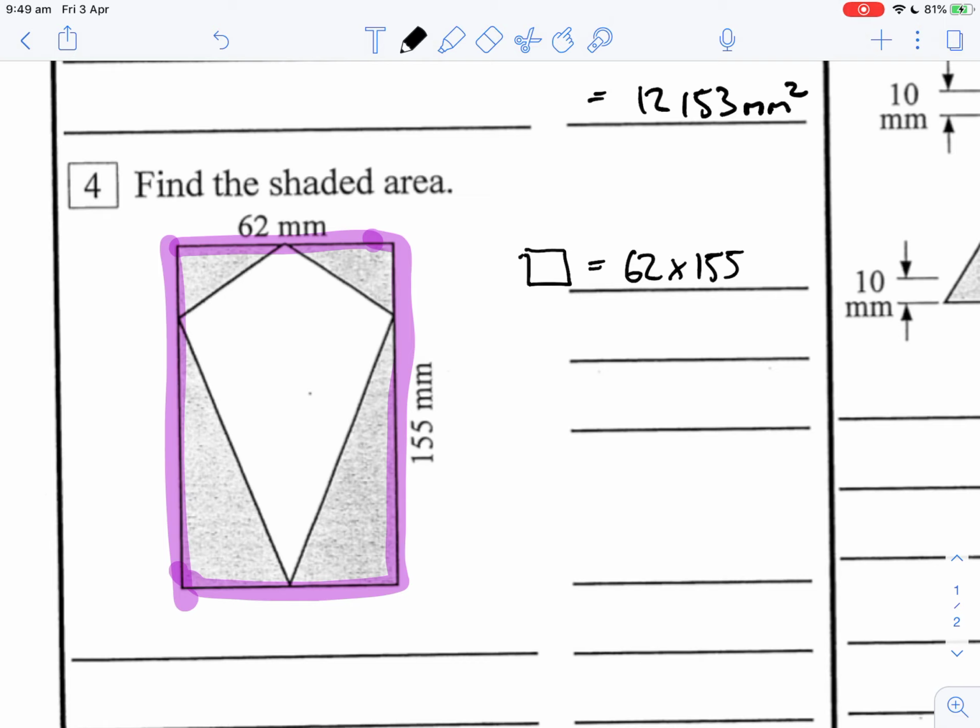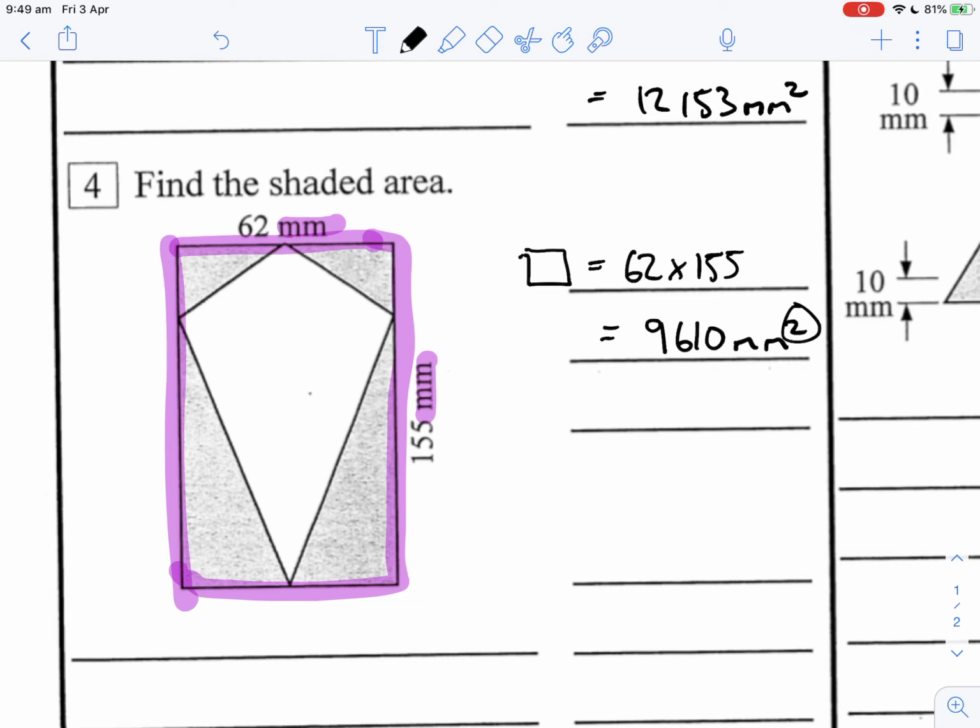The only other thing I should add here is they've not tried to trick us here. Both my units are indeed in millimetres, but that's the only other nasty thing they can do to you. If your units weren't the same, you'd convert them to make sure they were the same first. In our case, we're all good to go. So when I times that, my rectangular area is 9,610 millimetres squared, always squared if it's a surface area we're doing. And then we have to find the area of the kite.